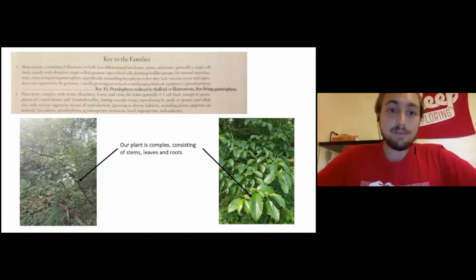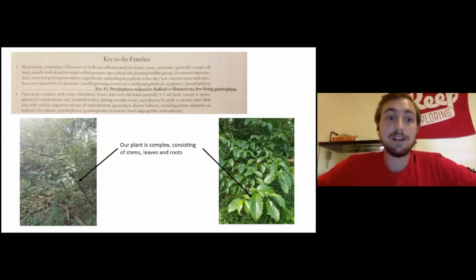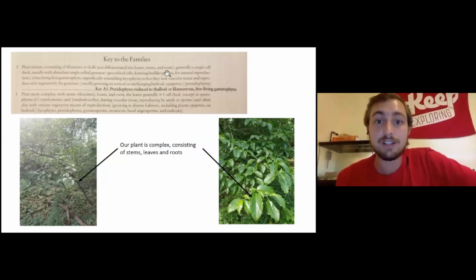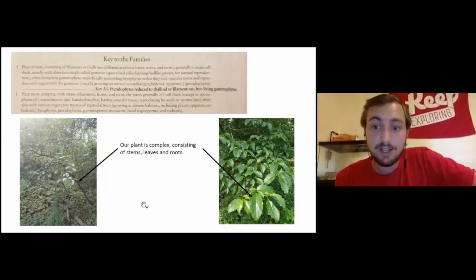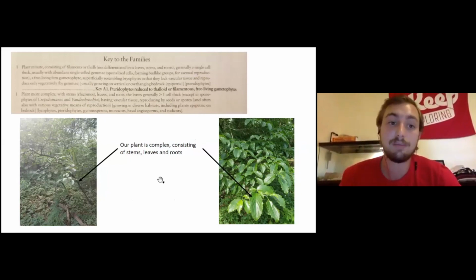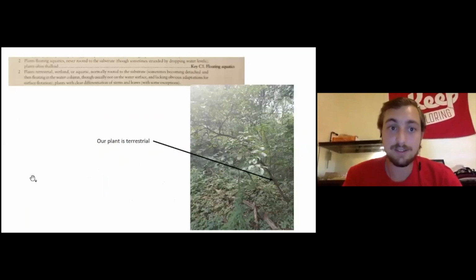So the first, it really just asks how complicated the plant is. Is the plant minute, consisting of filaments, not really differentiating into leaves, stems, or roots? Or is our plant more complex with stem, leaves, and roots? Obviously, we have a nice big trunk here with leaves and stems, a very complex plant. So we are not talking about free-living gametophytes. These are very, very small, uncomplex plants. So we'll choose 1B.